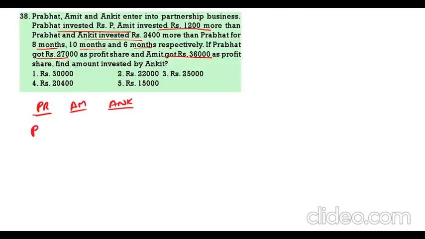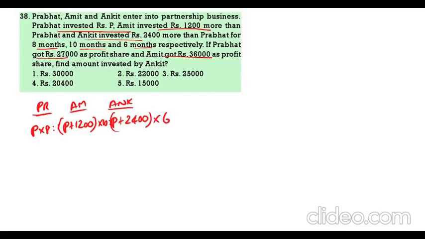Now Prabhat P, Amit P plus 1200, and Ankit 2000 more than Prabhat. Actually 2400 more than Prabhat, so P plus 2400. Then this will be for 8 months, this will be for 10 months, this will be for 6 months.